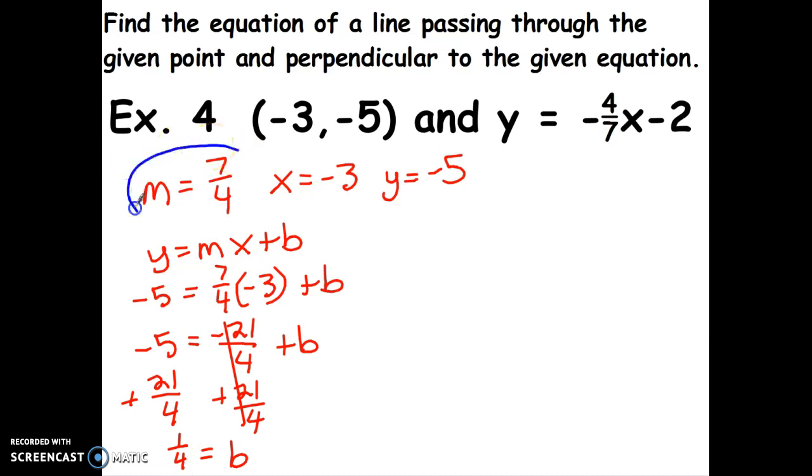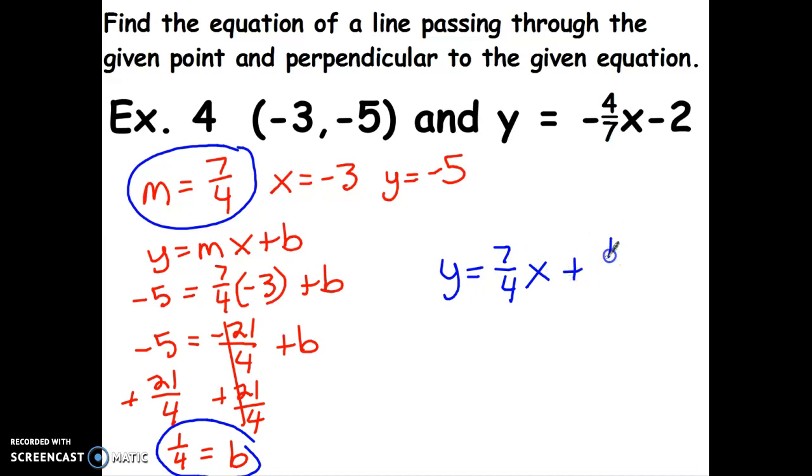All right, so here are our two numbers that we're using. y therefore equals 7 over 4 x plus 1/4. Okay, so this line is perpendicular to this line.